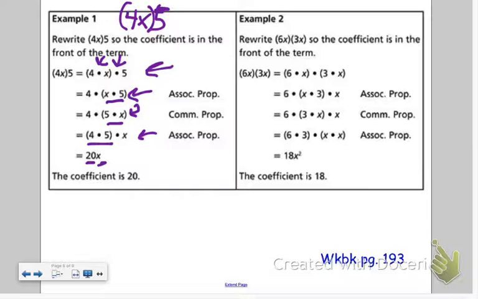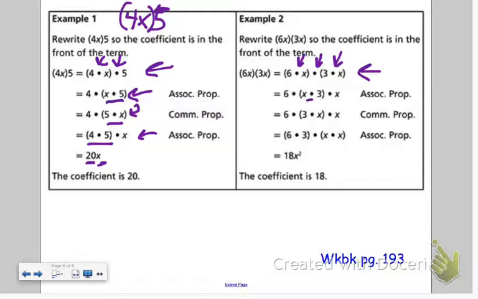Take a look at example 2. Same thing. First, rewrite it so that everything is just a little more spread out and you have your multiplication signs in there. So 6 times x is still in parentheses, 3 times x is still in parentheses, and they're multiplying them. So there's 3 multiplication signs now. And let's see, the associative property says I can rearrange, I can regroup. Maybe instead of having parentheses around 6 and x and 3 and x, maybe I'll have the parentheses around the x and the 3 in the center.